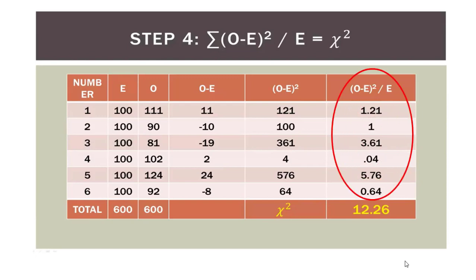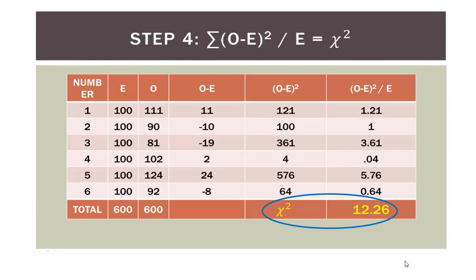Okay, so we get all these numbers here on the last column on the right. Now, if we add all those values, then that is what we call chi-square. So in this particular case, notice we would get a value for chi-square of 12.26. Okay, 12.26. That's going to be the chi-square for the data that we got under O.